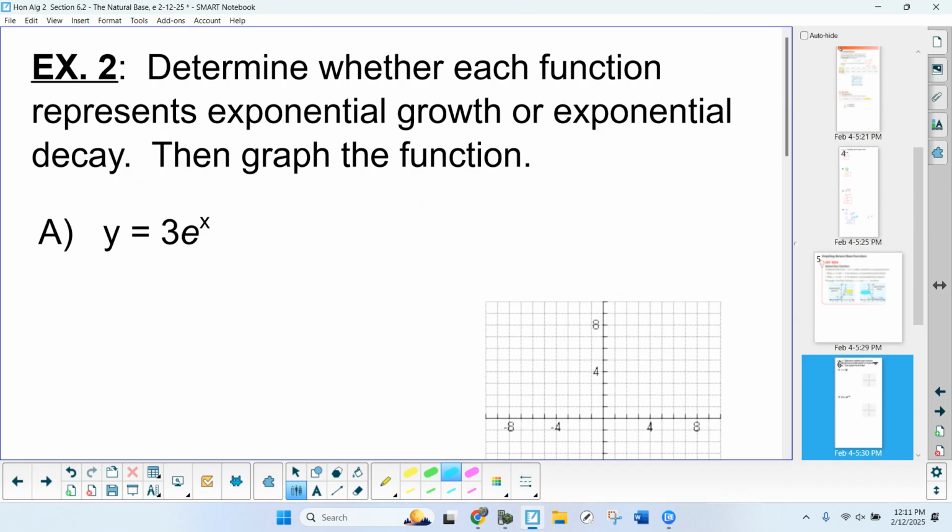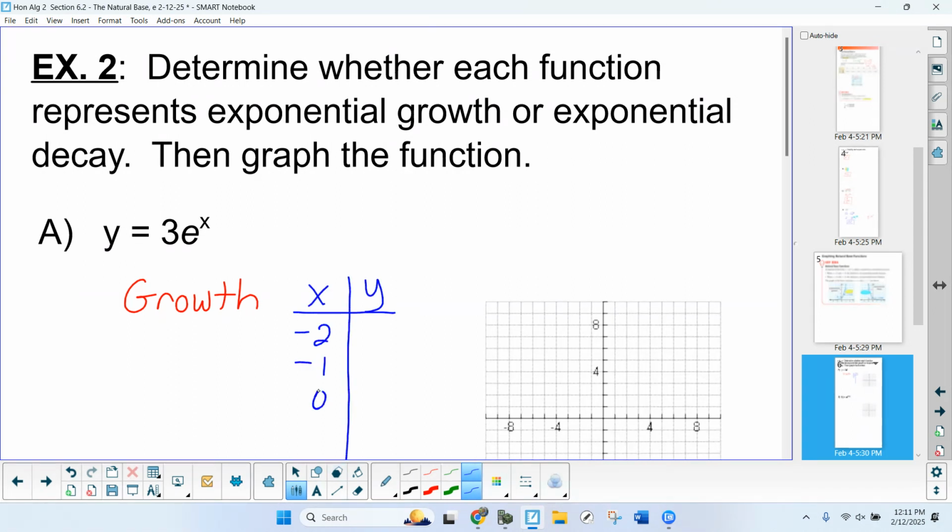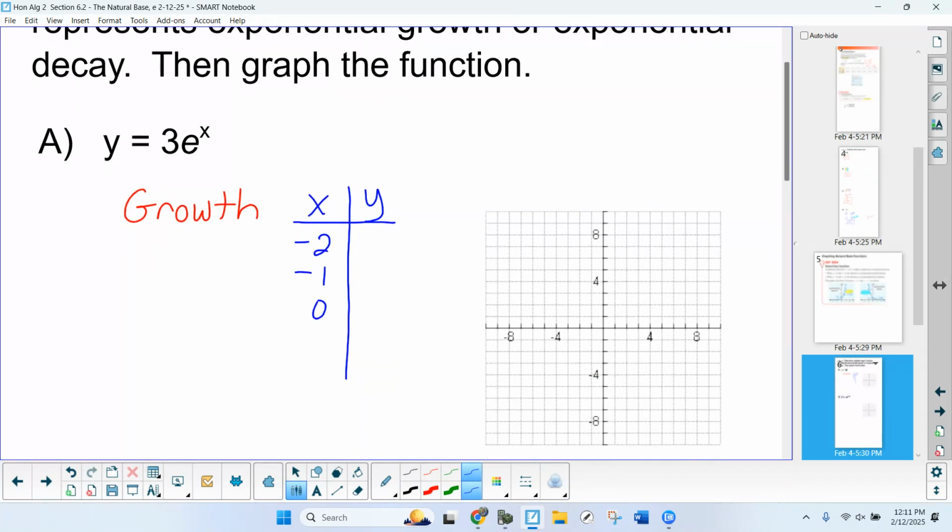Determine whether each represents a growth or decay, then graph the function. What do you guys think? Growth or decay? Why? Because the power is positive. Okay, and now I'm going to make a table of values. And what have we been using? -2, -1, 0, 1, 2.